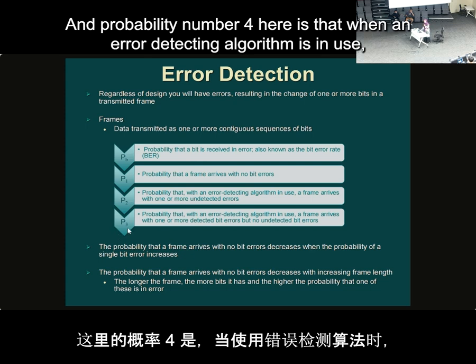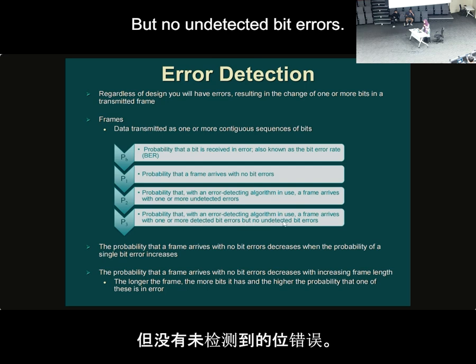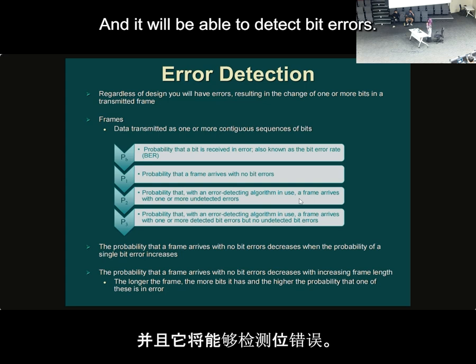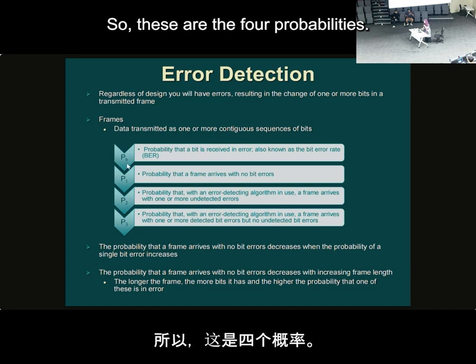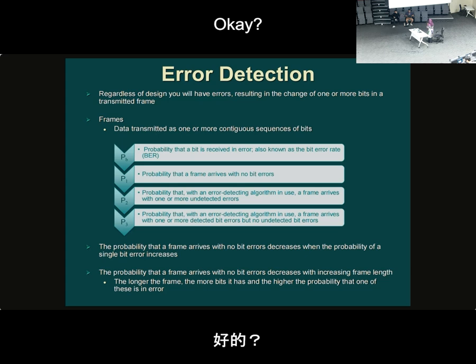And probability number 4 here is that when an error detecting algorithm is in use, a frame arrives with one or more detected bit errors, but no undetected bit errors. Meaning that some algorithms are able to detect bit errors, and they will inform you that there are bit errors. So these are the 4 probabilities of the potential errors that the receiver may have.